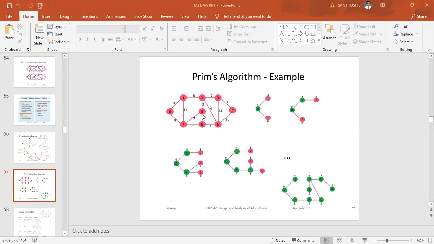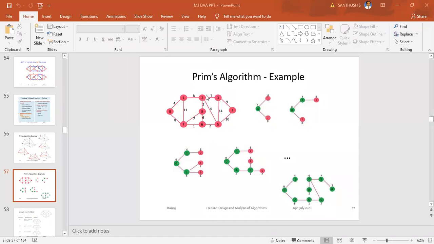From 8 you don't go with any other, because it is forming a cycle here. In a minimum spanning tree, there should not be any cycles. So don't go with 8. After 8, this is the last node you are having. So from 8 you are forming the cycle, so this cannot be taken.